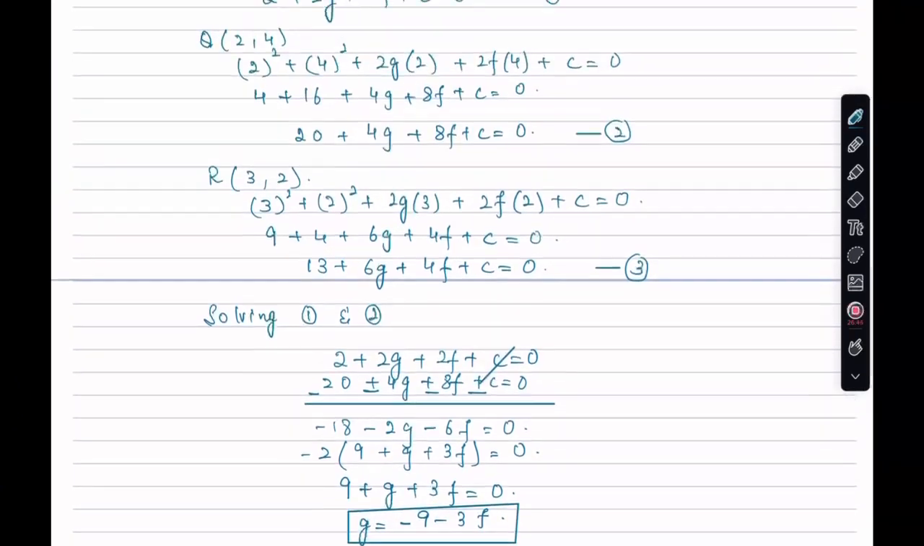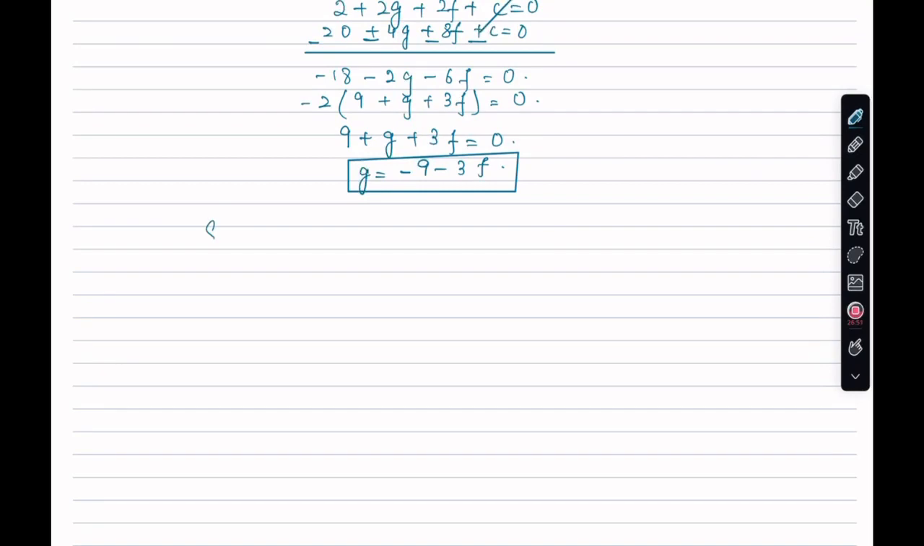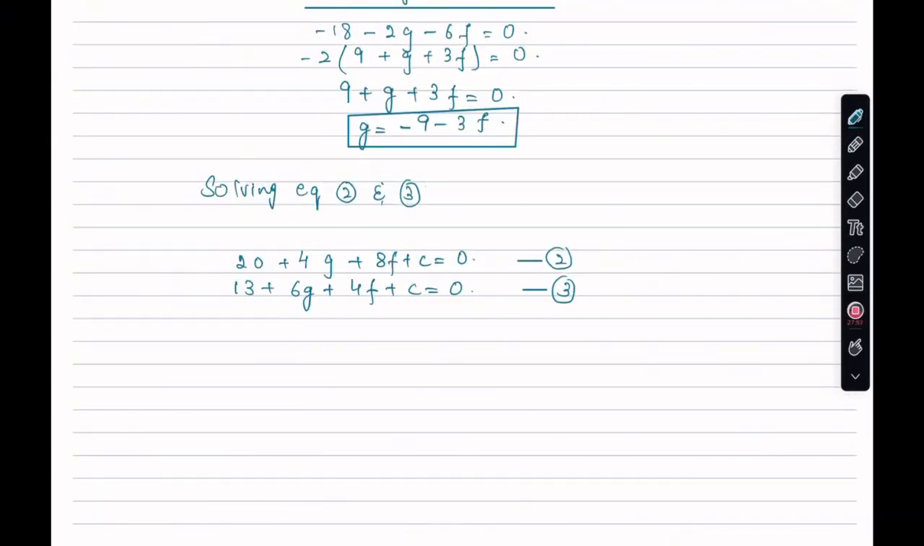Now I can solve equation 2 and equation 3. It's your choice; you can solve equation 1 and 3 also. So equation 2 was 20 plus 4g plus 8f plus c equals 0, and equation 3 is 13 plus 6g plus 4f plus c equals 0. Again, I want to eliminate c, therefore I will take the difference, and c gets eliminated. 20 minus 13 gives me a 7, and a minus 2g and a plus 4f, which equals 0.